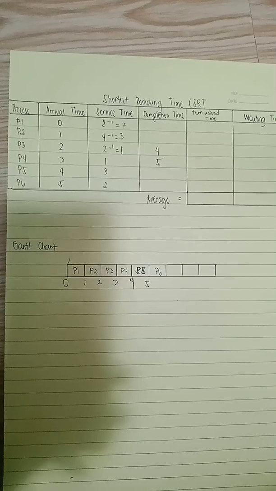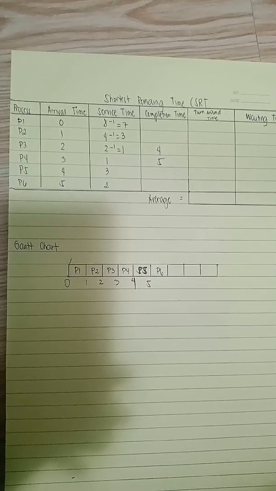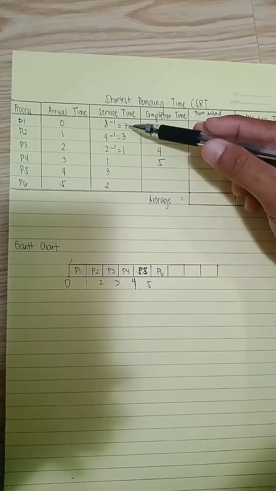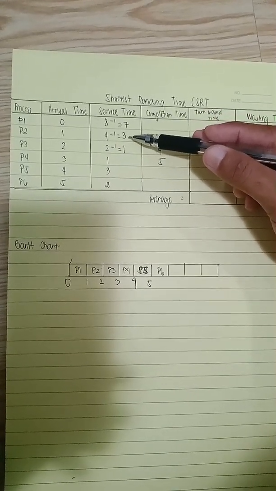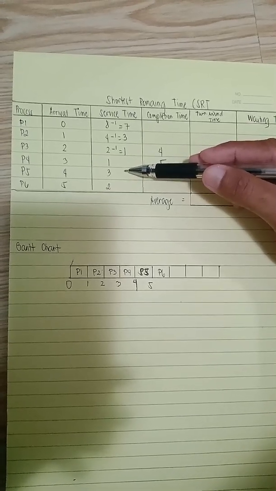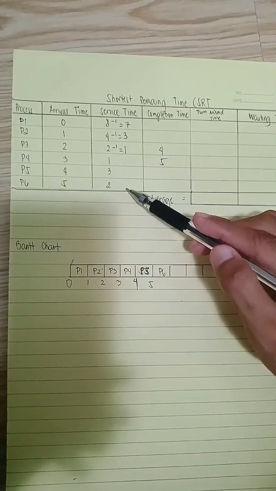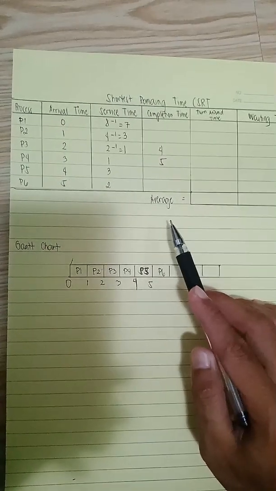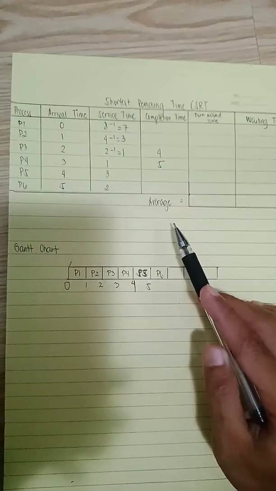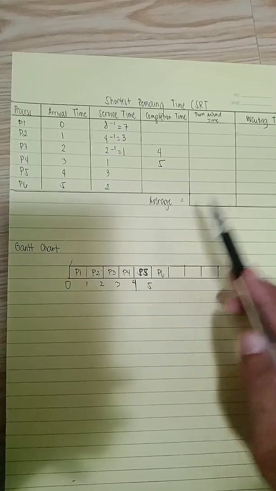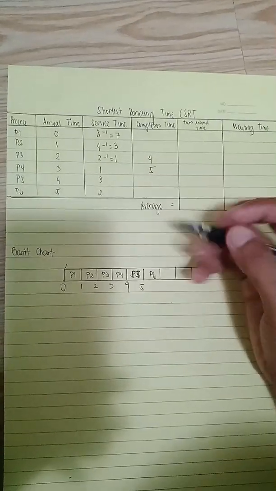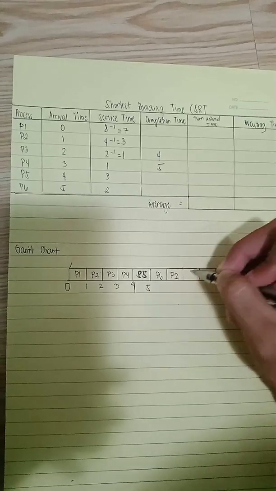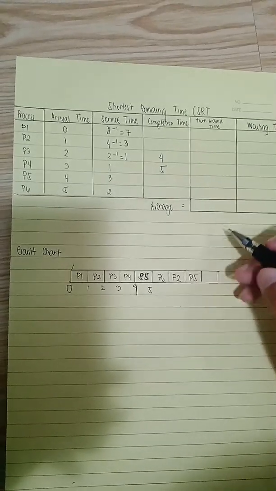We only have 4 available processes now, which are P1 that has 7 remaining time, P2 has 3, P5 has 3, and P6 has 2. Since P6 has the shortest remaining time, P6 is scheduled. After that, P2 will follow. Next is P5, and last is P1.